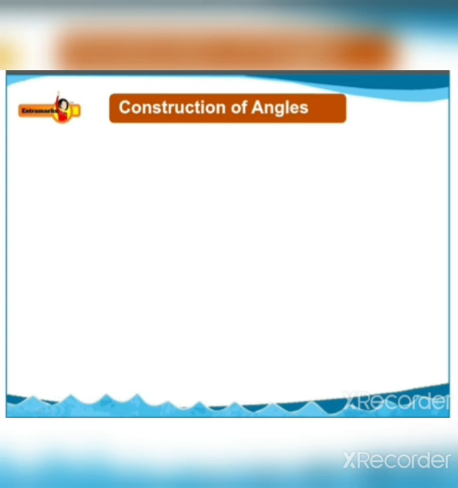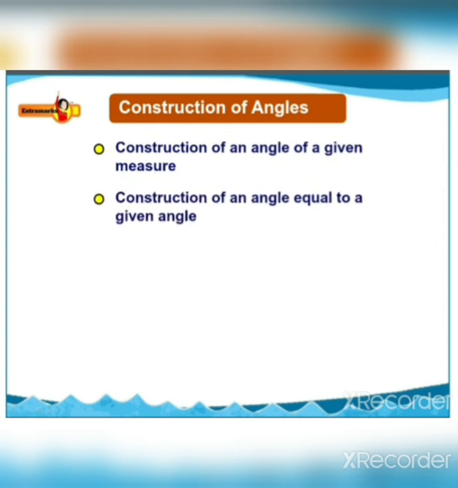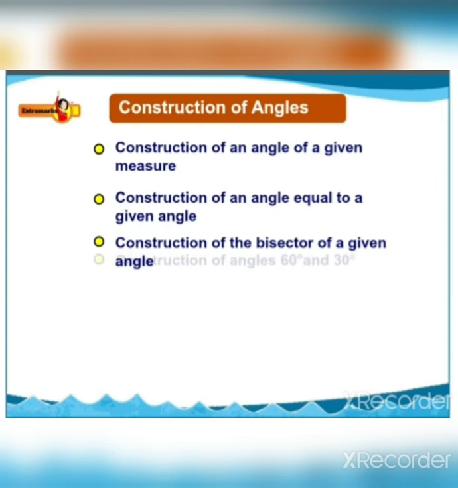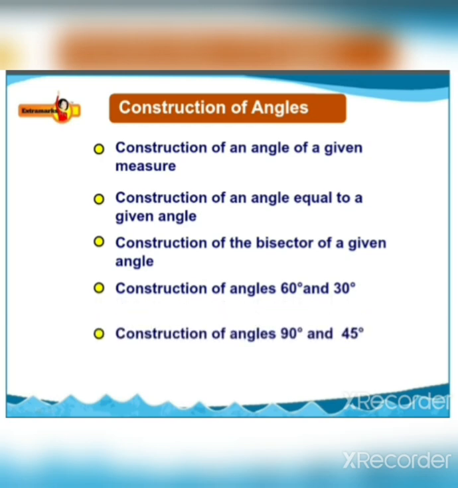Construction of angles. Here, we will learn the following constructions. Construction of an angle of a given measure. Construction of an angle equal to a given angle. Construction of the bisector of a given angle. Construction of angles 60 degrees and 30 degrees. Construction of angles 90 degrees and 45 degrees. Construction of angle 120 degrees. Let's learn them one by one.